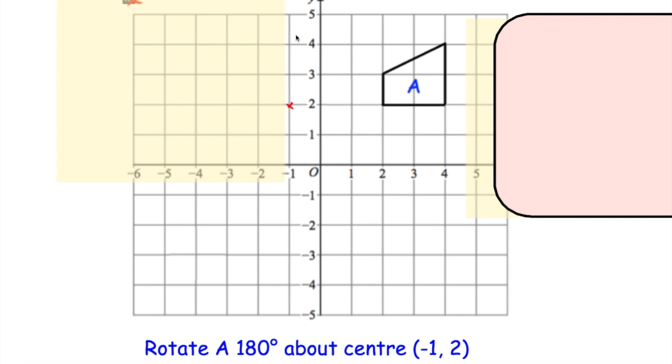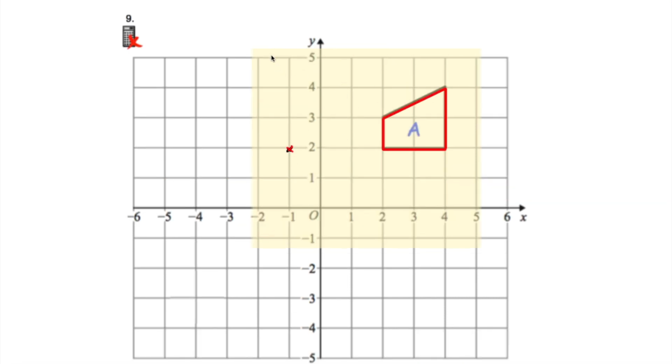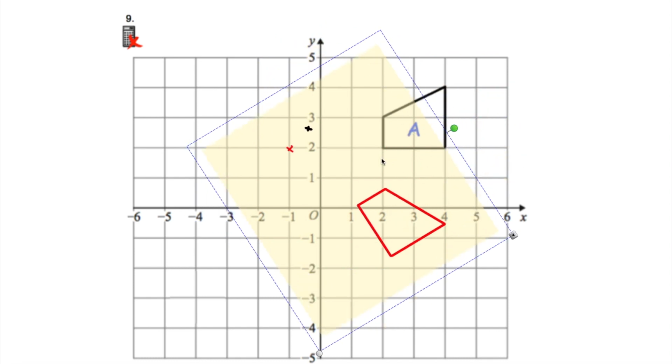So let's get our tracing paper, and making sure it's straight and it's not diagonal, we're going to draw over the center of rotation and we're going to draw over the shape A. And it would look something like this. And now what we're going to do is rotate the tracing paper 180 degrees about the center of rotation. Now we could go anti-clockwise or clockwise. I'm going to go clockwise because I've got a bit more room to rotate the shape clockwise. So we'd put our pencil on top of the center of rotation and we just lightly rotate the paper 180 degrees about that point. So it looks something like this.